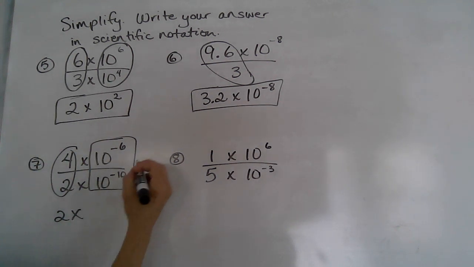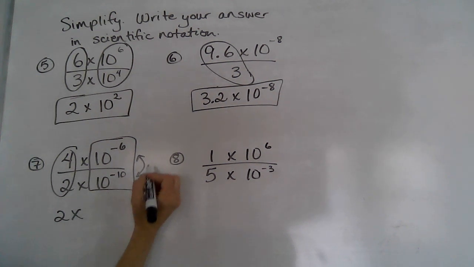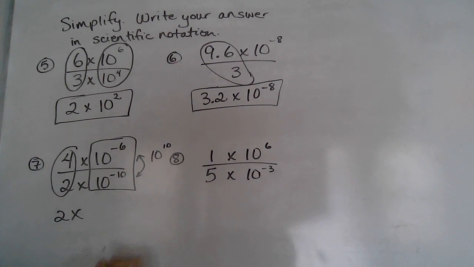So if you wanted to, you could switch these two and make the powers positive, which would put 10 to the 10th in the numerator and 10 to the 6th in the denominator. And then when you subtract the exponents, you would get 10 to the fourth power.